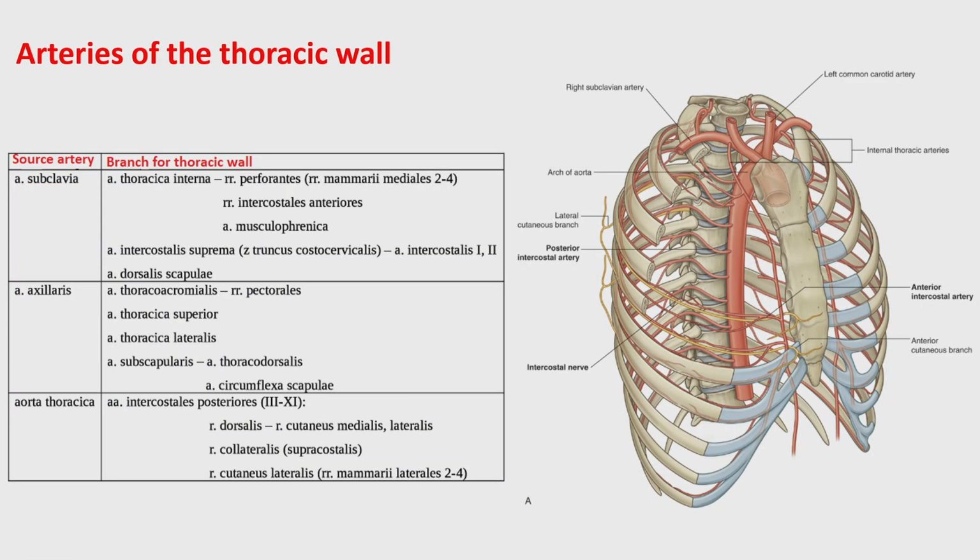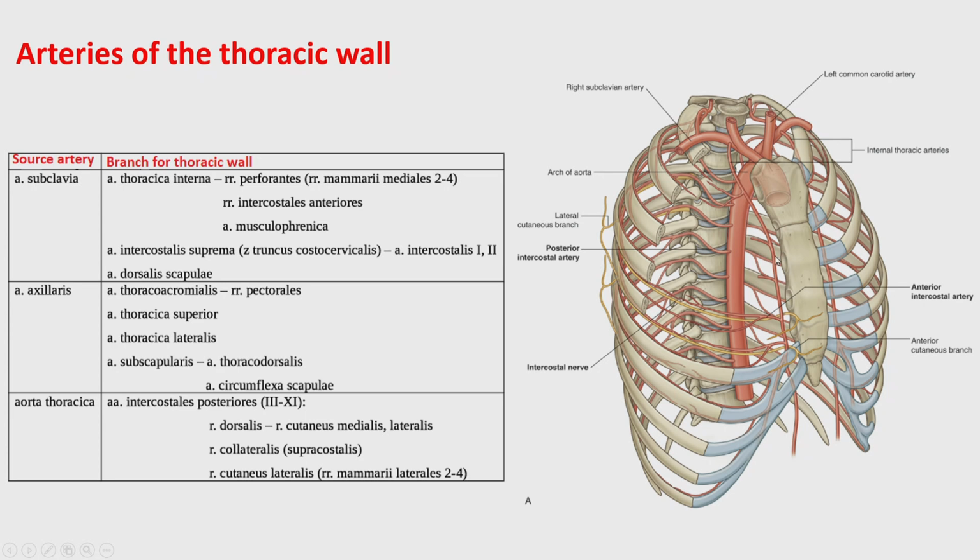When you put it in the table for the revision is important. Then there is the arterial blood supply of the chest wall, that there are 3 sources for that. One is the subclavian artery, which is giving the arteria thoracica interna, which is approximately 1 centimeter from the lateral edge of the sternum.